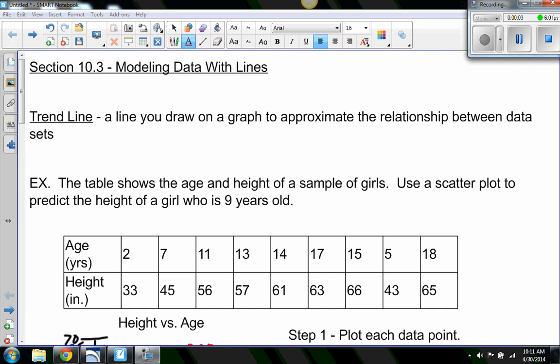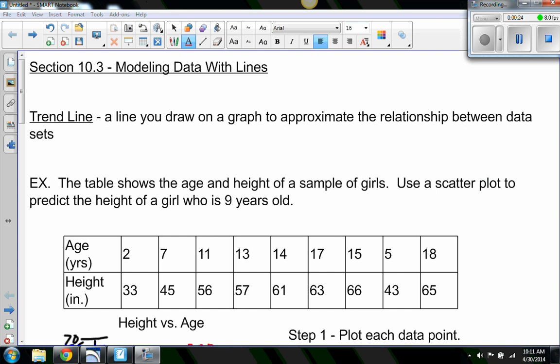Hello, 8th graders. Your new section is 10.3, and it's modeling data with lines. When we're doing this, you're still going to make your scatter plots like we've been doing. And then you are going to draw a trend line, which we had talked a little bit about last year.